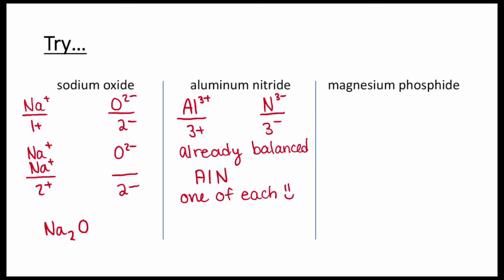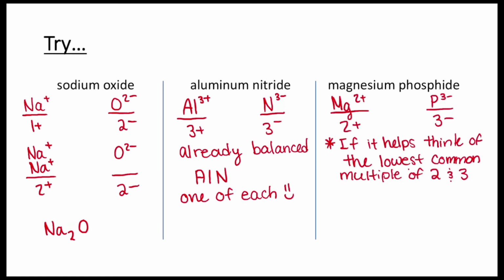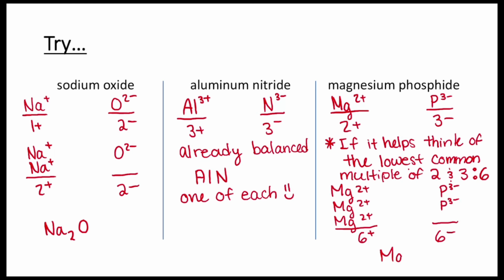Okay, magnesium phosphide. So I've just made a note here. If it helps you, think of the lowest common multiple of 2 and 3, which would be 2 times 3, which is 6. So 6 would be the charge that we're aiming to get. If you don't want to do this, you can just keep adding the charges until they're balanced. You just need to make sure that you haven't gone so far that the ratio can be divided by something. Okay, so I'll now show you the remainder of the answer. So we have 3 Mg, 3 magnesium, and 2 phosphorus or phosphide.